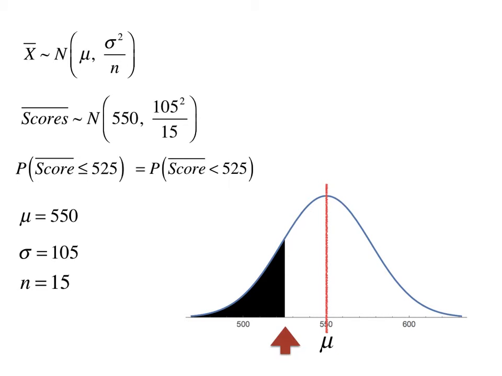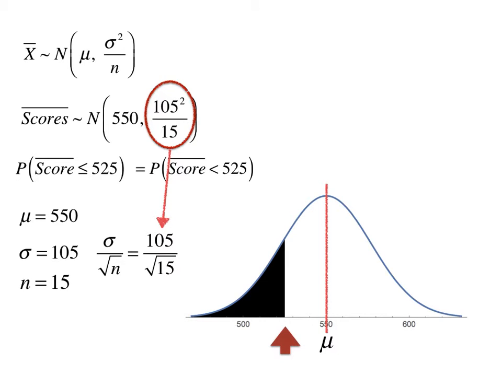If you're using a calculator, we need to take into consideration that we have 105 squared over 15, and that is sigma over the square root of n. So you may have to enter 105 over the square root of 15. That's what you would do if you're using a TI-83 or 84 calculator.